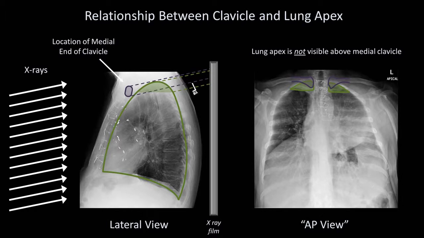You may have noticed that I've placed the term AP view in quotes because this is not truly an AP view, but rather is something called a lordotic view, or occasionally called an apical lordotic view. There are occasions in which this type of view is actually desirable, for example when trying to identify lung pathology that would normally be obscured by the clavicle shadow. However, in the hospitalized patient, this type of view is more often unintentional.